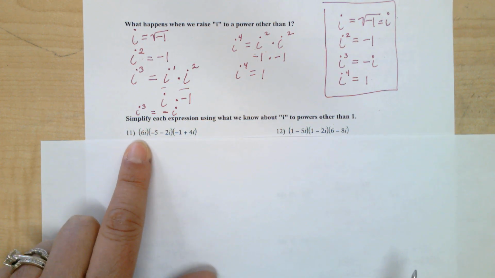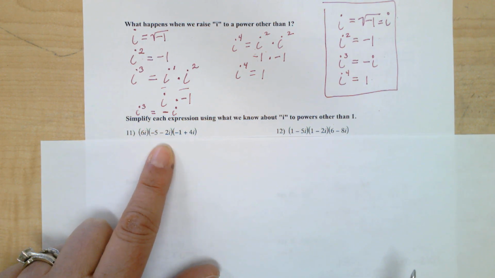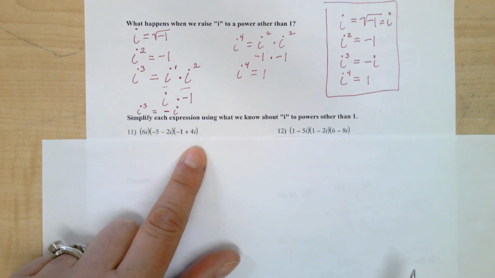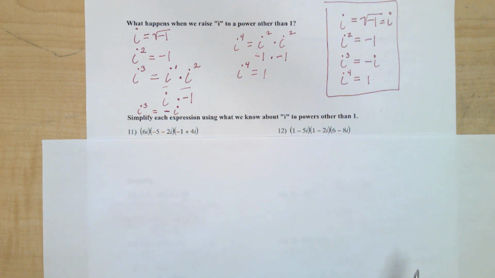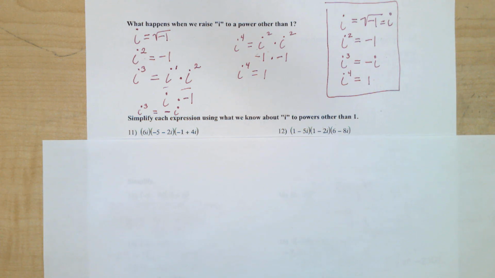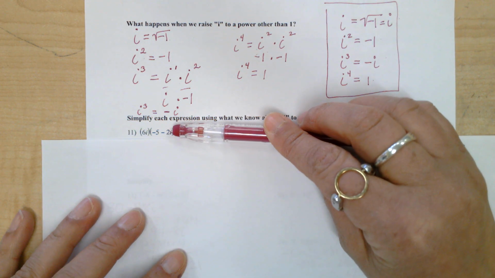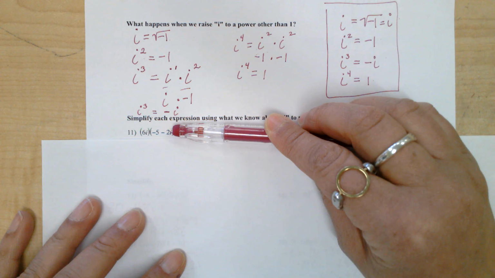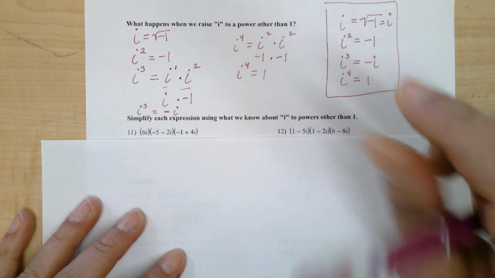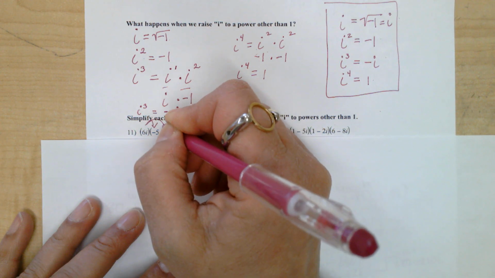So number 11, we have 6i times the quantity -5 minus 2i times the quantity -1 plus 4i. So these are your more advanced because we're multiplying more. So let's take it one step at a time. Let's just do 6i times the quantity -5 minus 2i. So let's do that first.